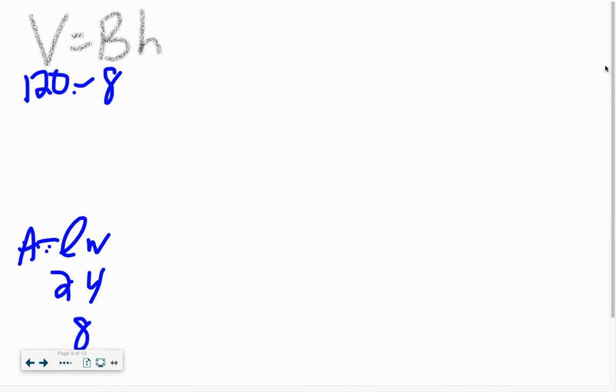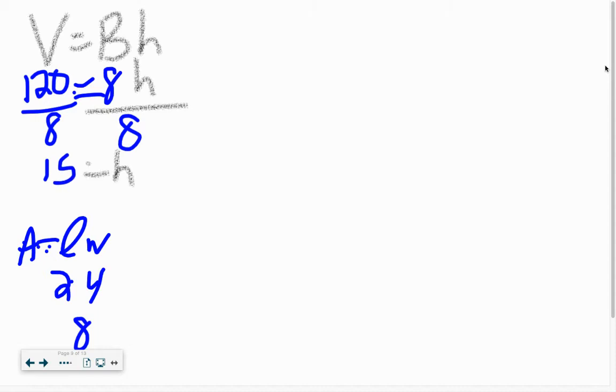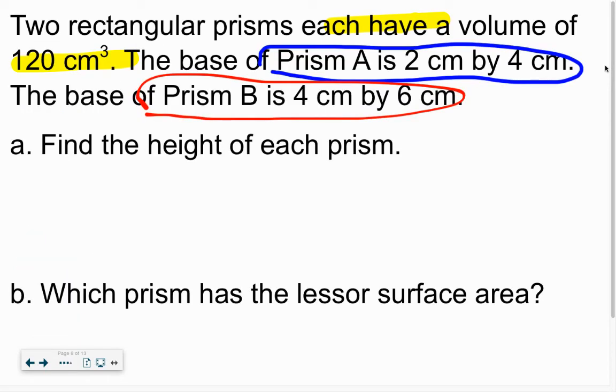And from there, I'm just going to leave that H as H because I don't know what that is, and we'll solve for H. To get rid of that 8, divide both sides by 8, which gives us the answer 15 equals H. Put a label with that guy. Same label as on the previous page, centimeters.